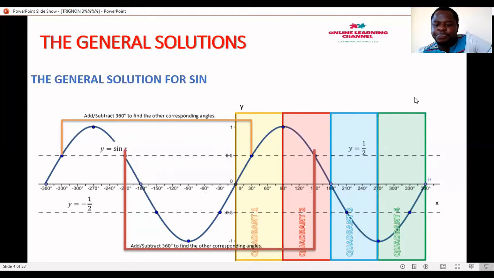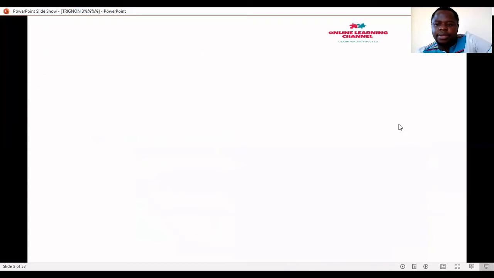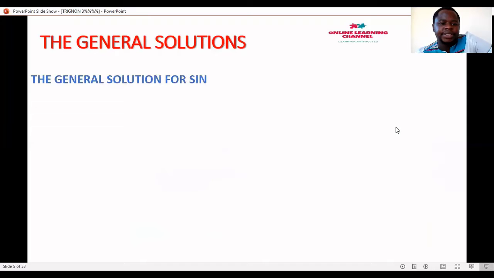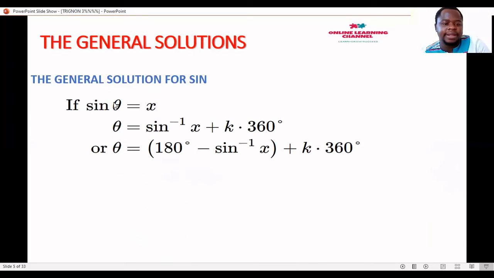Now we look at the general solution for sine. If sine theta is equal to x, then to get the general solution for theta, theta is equal to arc sine x. You just press shift sine, or arc sine; some say inverse. Arc sine x plus k multiplied by 360. Note that we're multiplying by 360 because the period for a sine graph is 360.